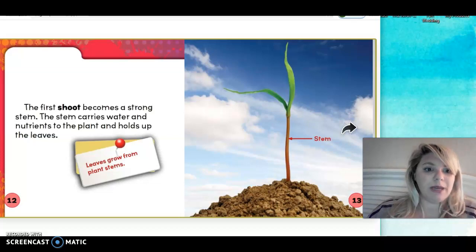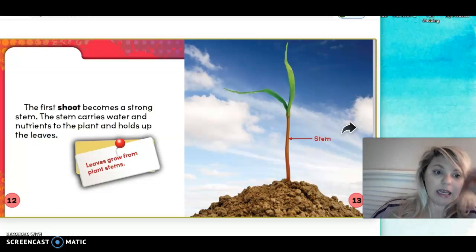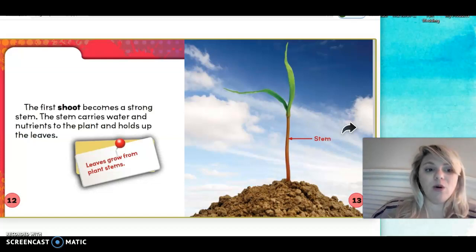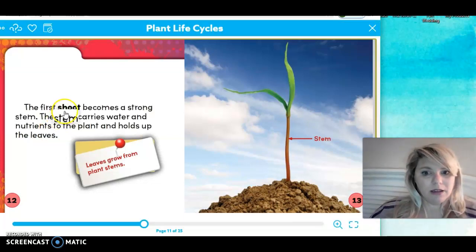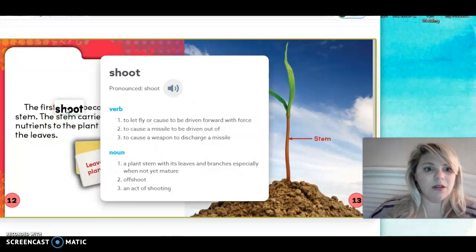The first shoot becomes a strong stem. The stem carries the water and nutrients to the plant and holds up the leaves. So let's take a look at what shoot means. It has a couple different meanings, verb or noun.